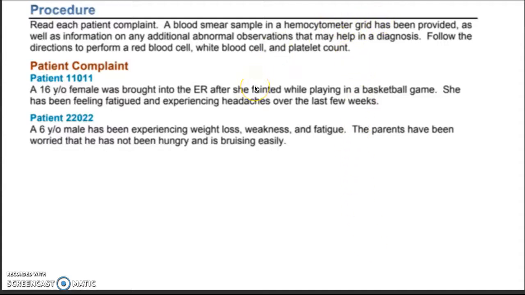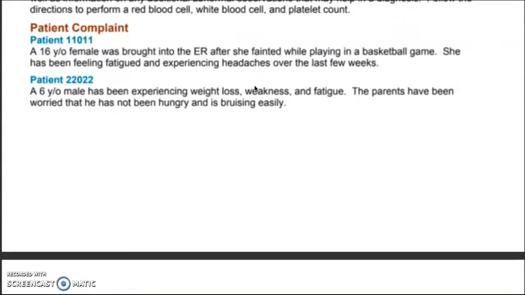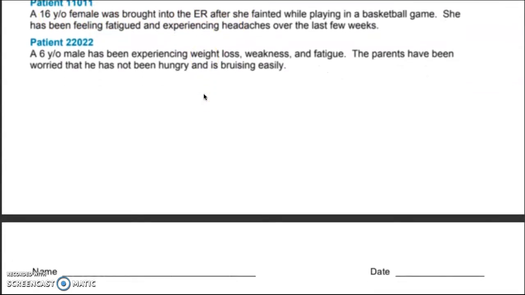And you will be observing it and diagnosing the patient. So patient 1, 16-year-old female, brought into the ER after she fainted while playing in a basketball game. She's been feeling fatigued and experiencing headaches over the last few weeks.